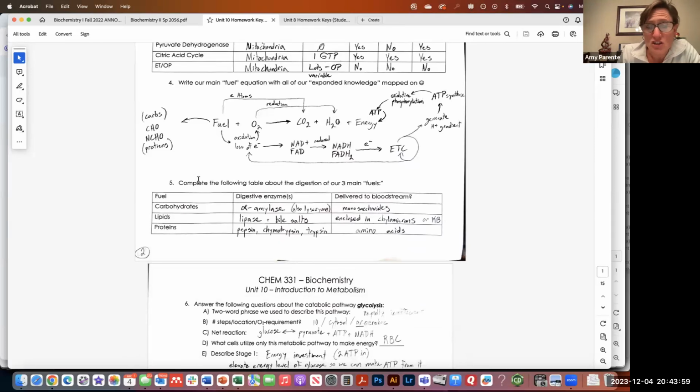Talking about the digestion of fuels, right? Think about some of the names of the enzymes that we talked about that are responsible for that. How these are delivered to the bloodstream, specifically lipids. We talked about there needing to be lipid particles that they transfer, or why can I not think? Proteins and lipids together.